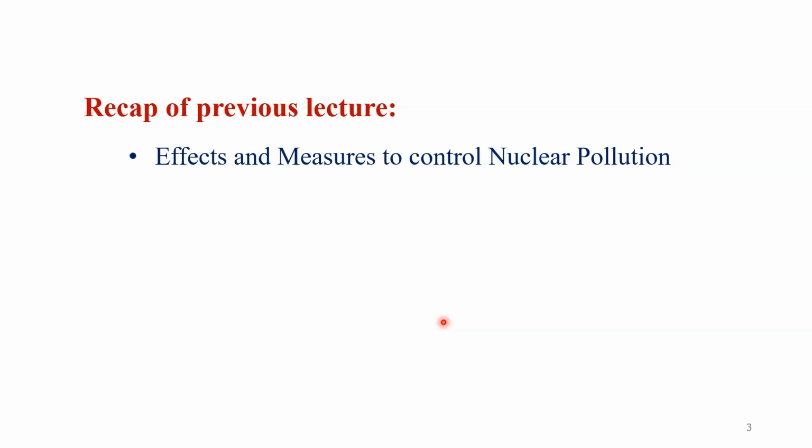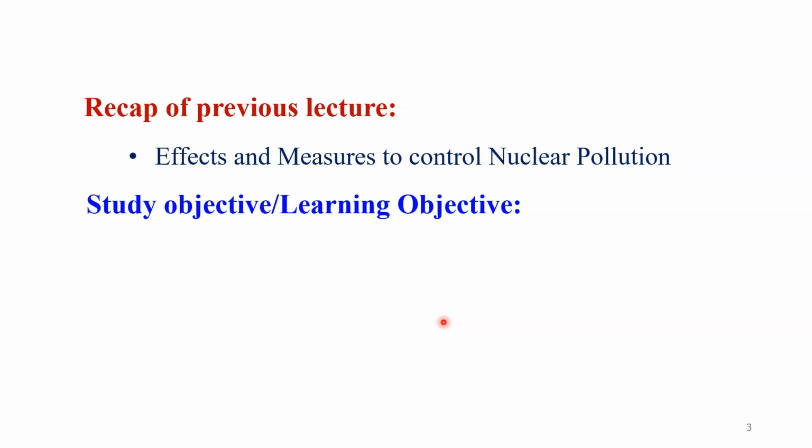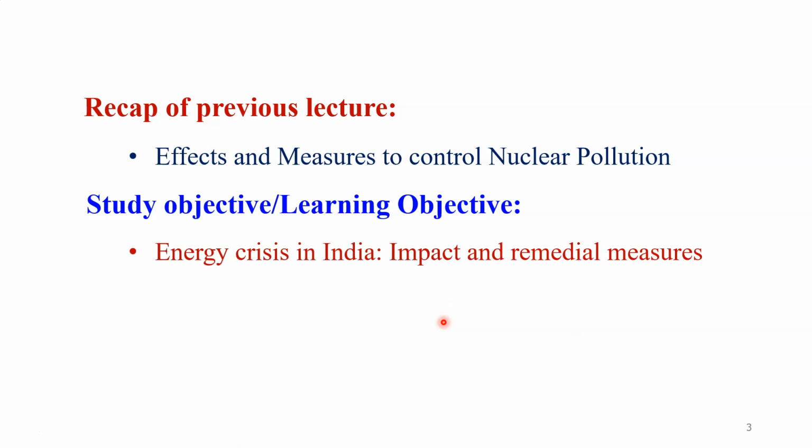Dear student, in our earlier lecture we had finished our chapter number 3 and its last point, that is effects and measures to control nuclear pollution, that we also covered in that lecture. Today we will start with our core chapter, that is specific issues in India. So let's get started with today's point, that is energy crisis in India, impact and remedial measures.